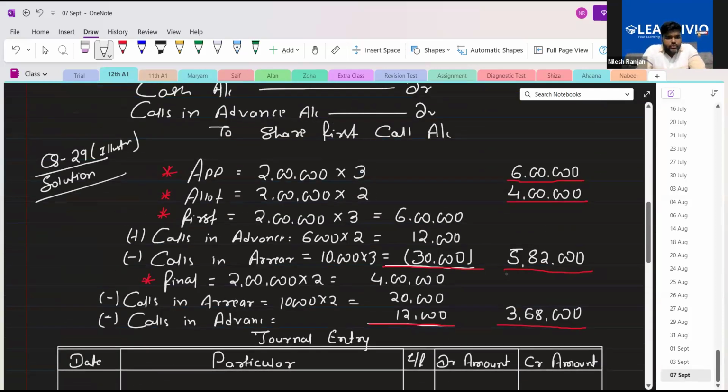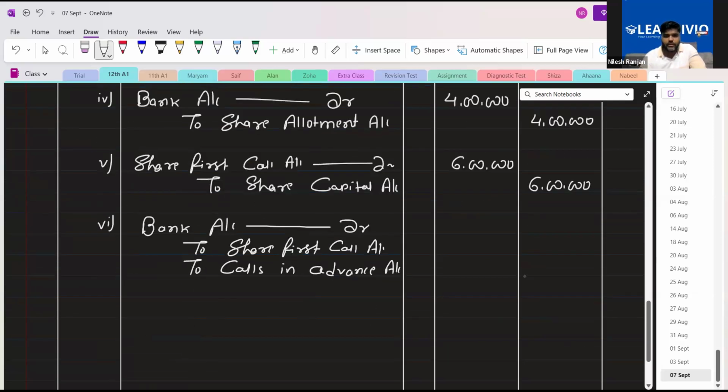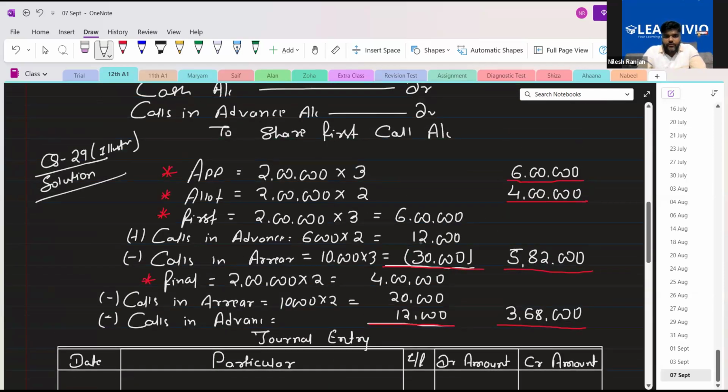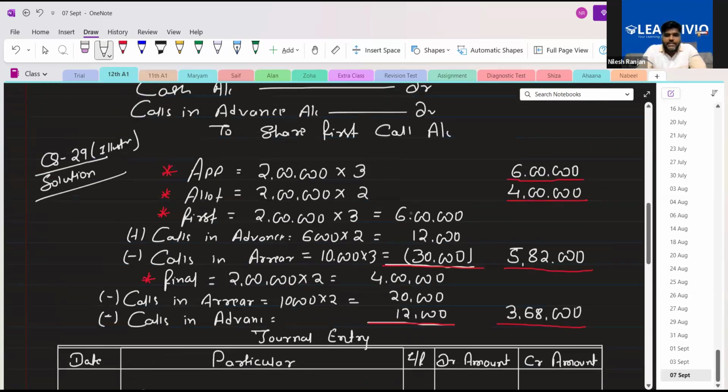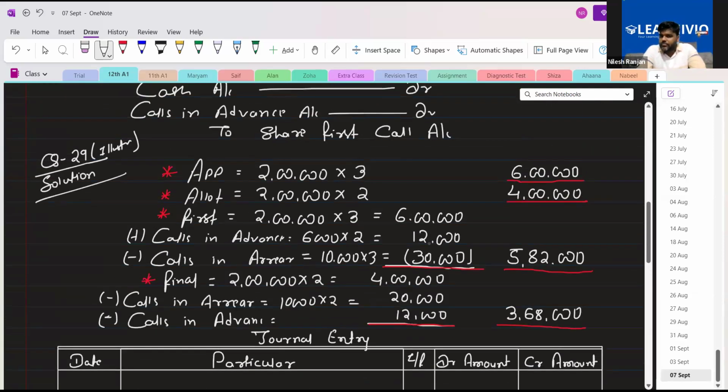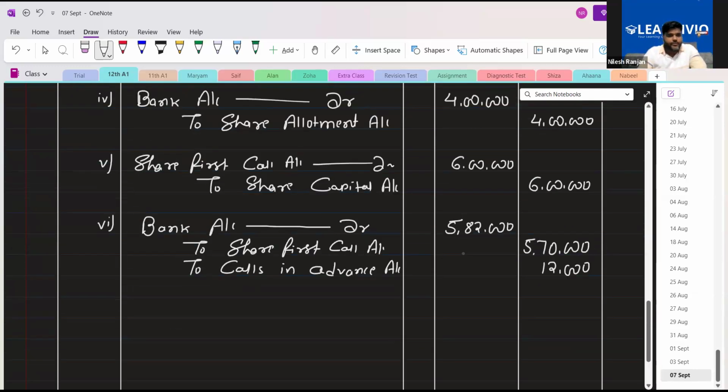So how much amount have we received? 5,82,000. This is the cash we have received. In this, there is 12,000 for calls in advance. So the remaining 5,70,000 is for the first call. How 5,70,000? 6 lakh minus 30,000, if we exclude this 12,000 of calls in advance. So this is the first call.